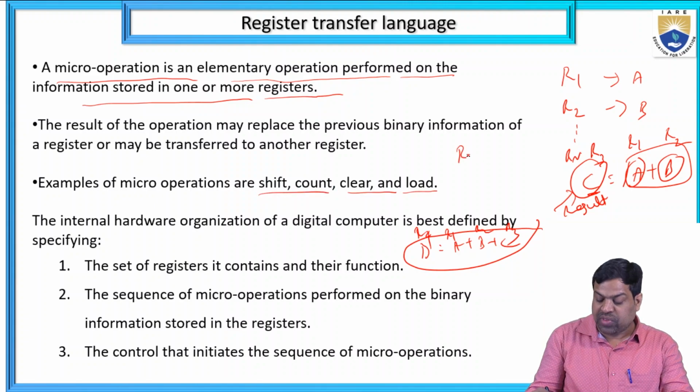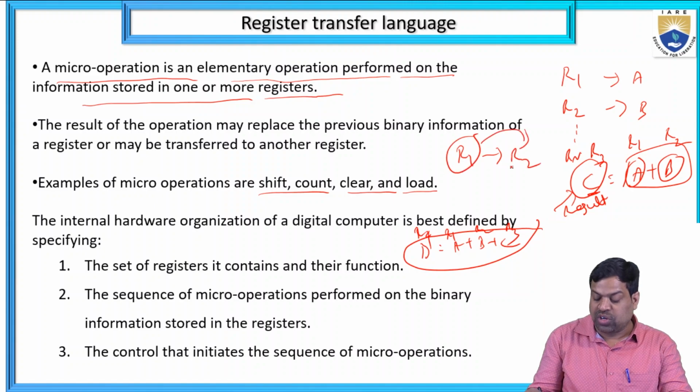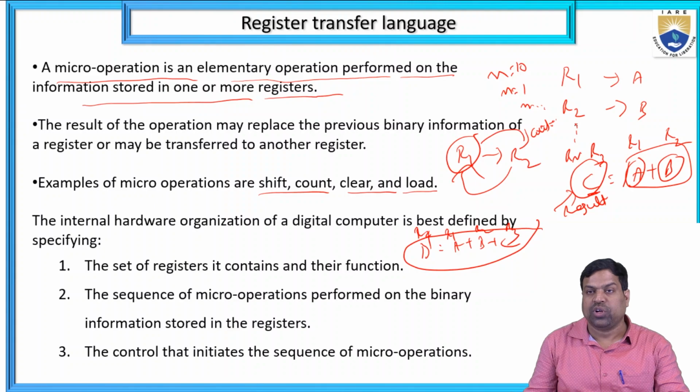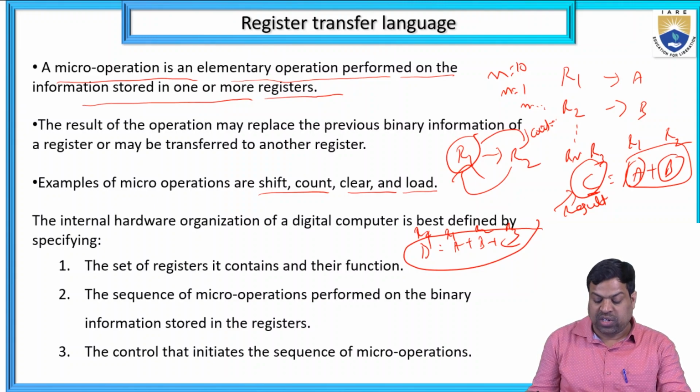Shift means R1 data is transferred to R2, or R2 to R1. Count means, suppose I am taking n equals 10, it starts from n equals 1, n equals 2, n equals 3, so count equals 0, count equals 1, count equals 2, like this. It means how many iterations there are. Clear means I am clearing the program, and load means I am loading the values.